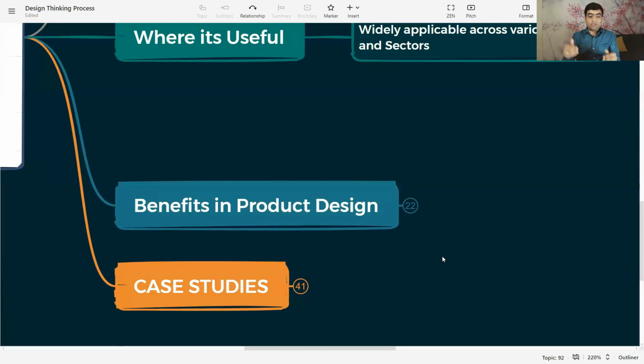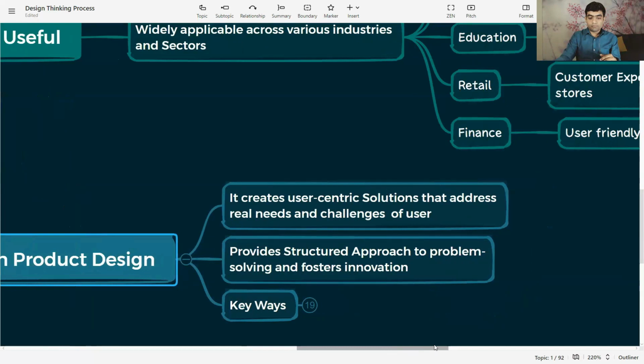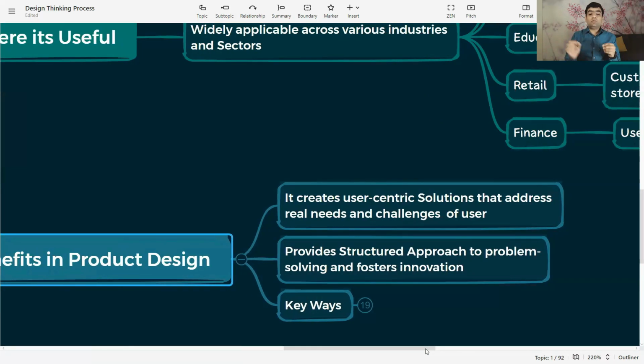Now for our industry, how is it beneficial for product design, as it is widely used in every industry, in every sector? For product design, it creates a user-centric solution that addresses the real needs and challenges of the user. They are focusing on the real needs of the users, right? So in product design, we are creating the product, and if you focus on the exact user need, we can use the design thinking process there.